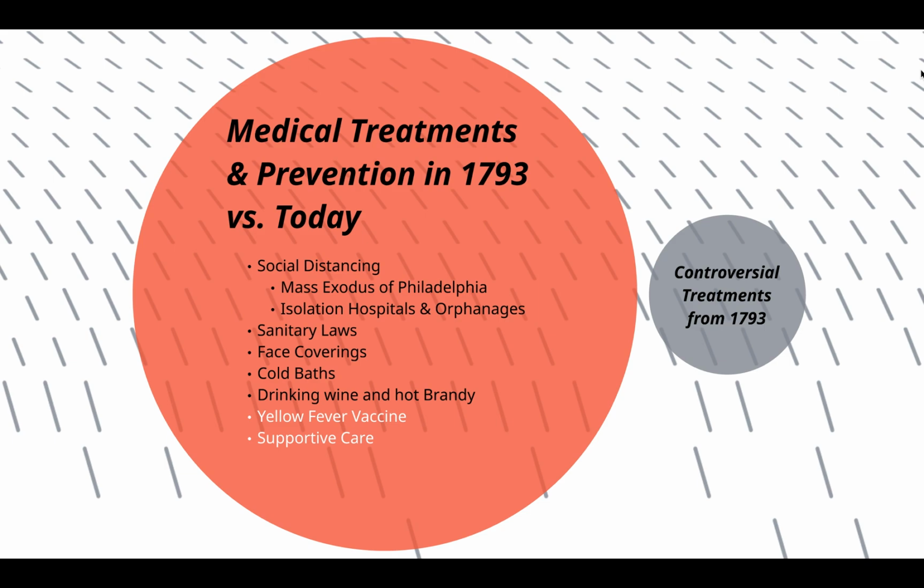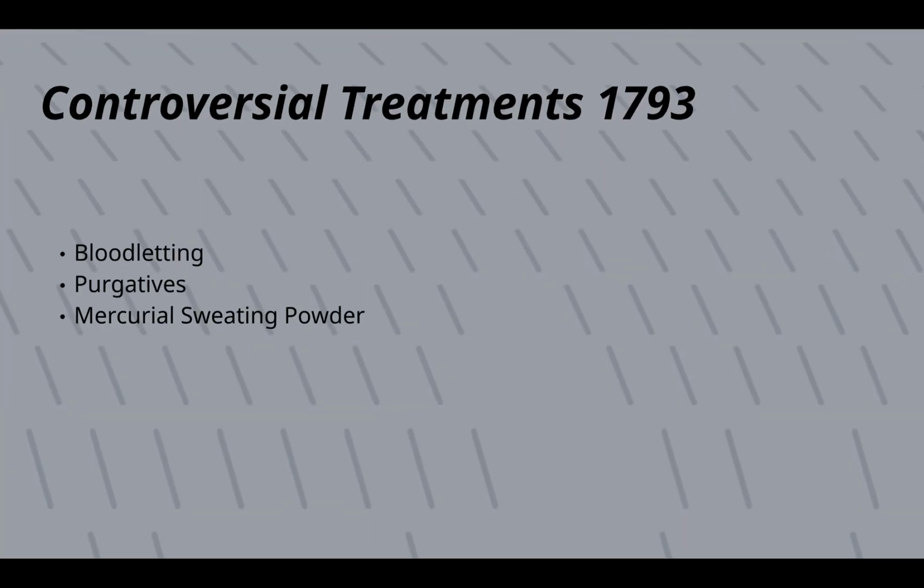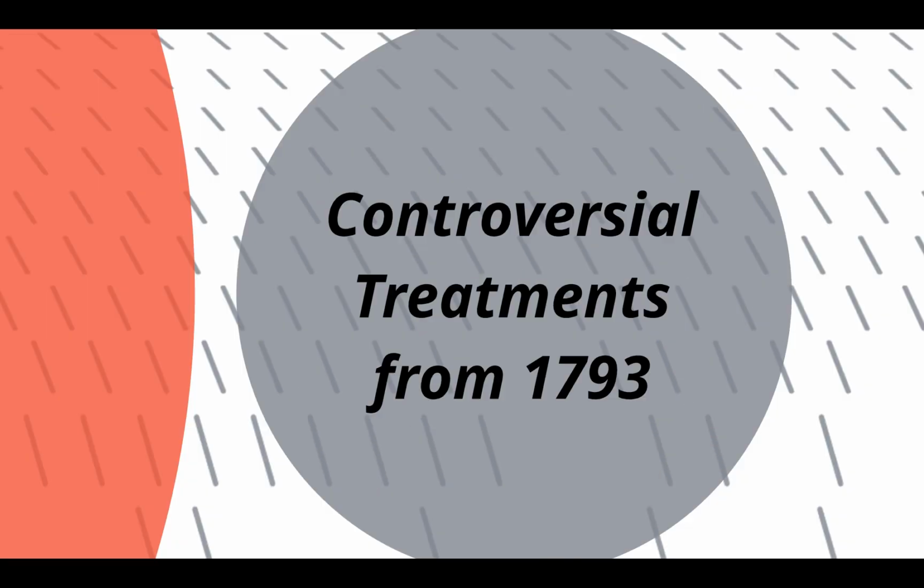Now, of course, there were some controversial treatments of the time in 1793, and a lot of them were from Dr. Benjamin Rush, and he believed in bloodletting, purgatives, and mercurial sweating powder. And what this mercury was supposed to do was ease the stomach.